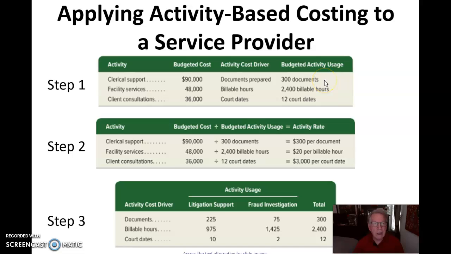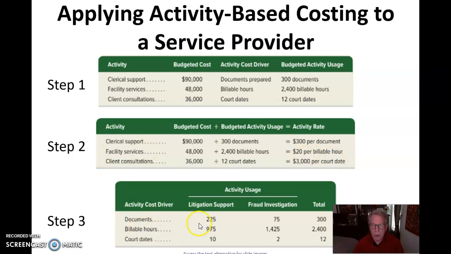And we've identified a budgeted activity usage of 300 documents, 2,400 billable hours, and 12 court dates. Now we then apply the budgeted costs and divide through by the budgeted activity usage, and that gives us our activity rates.